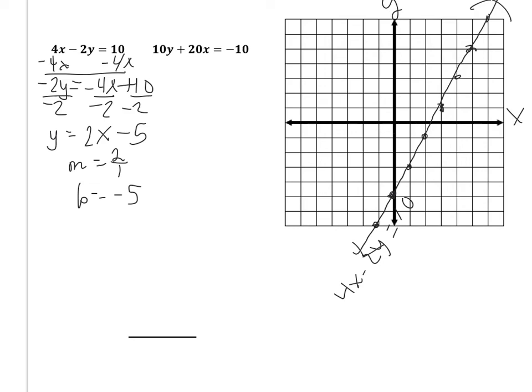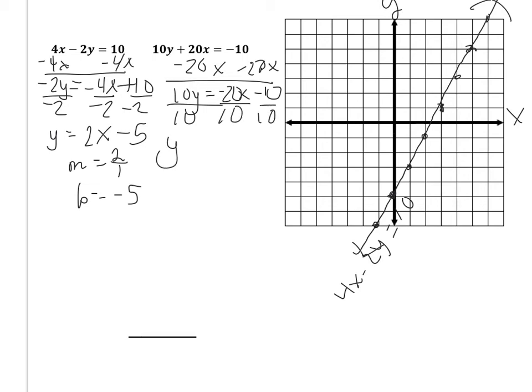Alright, to get the y by itself in the second one, we would have to subtract 20x from both sides. And you end up with 10y equals negative 20x minus 10. Now dividing each little piece by positive 10, you end up with y equals negative 20x divided by 10 is negative 2x. And negative 10 divided by 10 is negative 1. This has a slope of negative 2, or negative 2 over 1, and a y-intercept of negative 1.